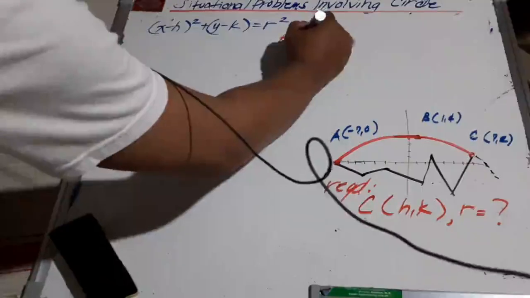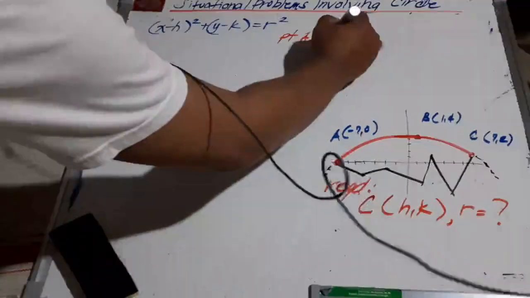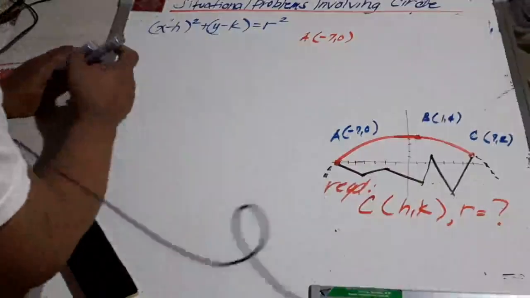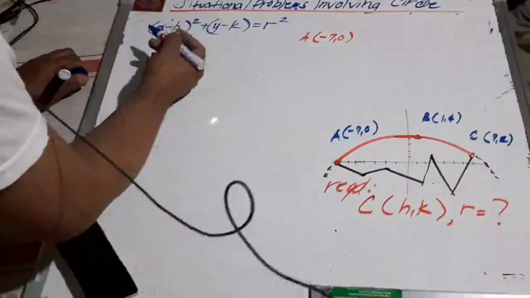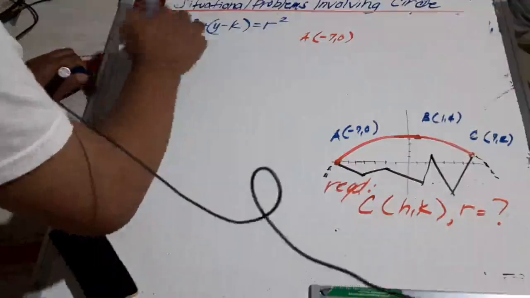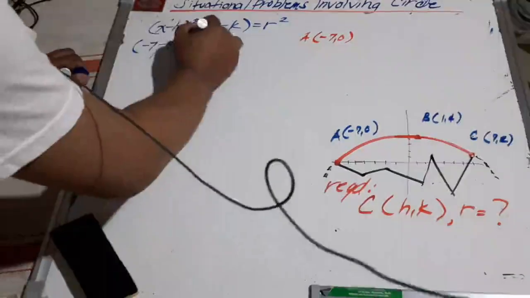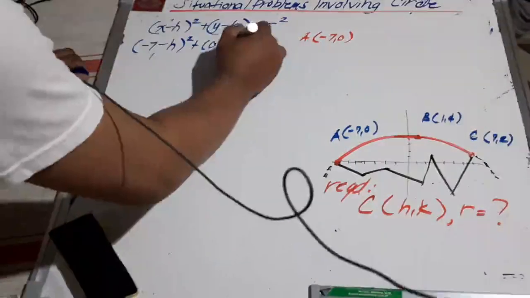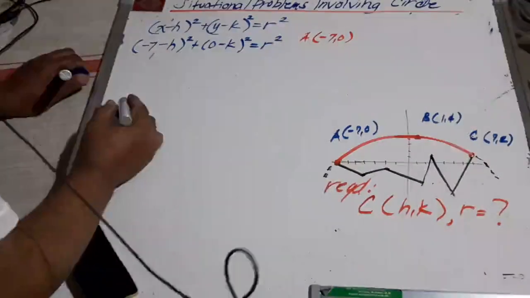Point A. Substitute natin. Si point A ay negative 7, 0. So, x is negative 7, k is 0. So, substitute: negative 7 minus h squared plus y is 0, so 0 minus k, squared, equals r squared. And then we expand.